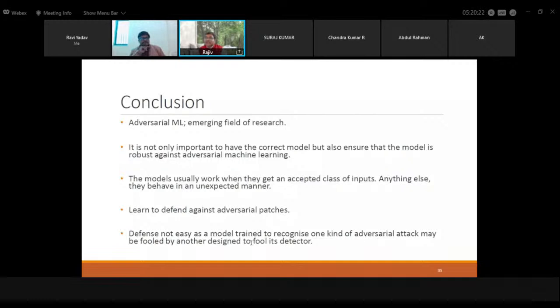Obviously the defense is not very easy, as this is very tricky, so I would like to devote some time to it. Defense is not easy because a model trained to recognize one kind of adversarial attack may be fooled by another designed to fool its detector. The additional effort you made in identifying the adversarial patch or attack may itself be fooled, or may introduce some other side effects. Just like in medicine, when the doctor tells you this might cure your infection, but it might lead to diarrhea or some other issues. So we have to be very, very careful. Obviously, it's an arms race.